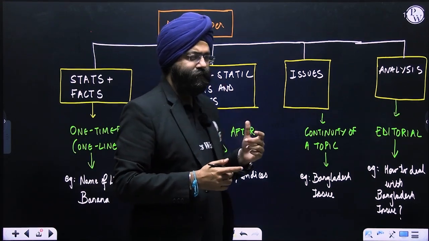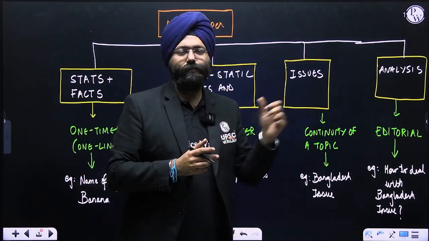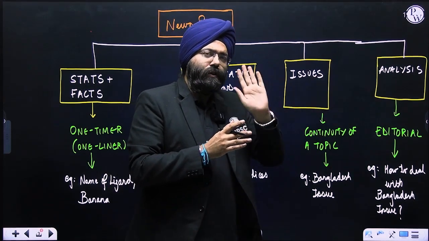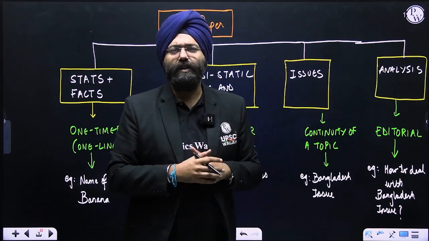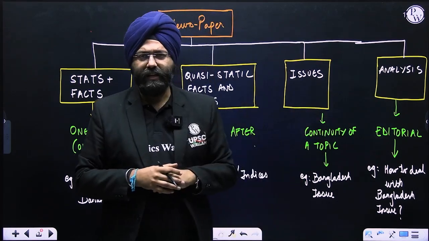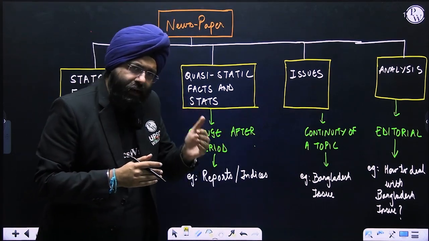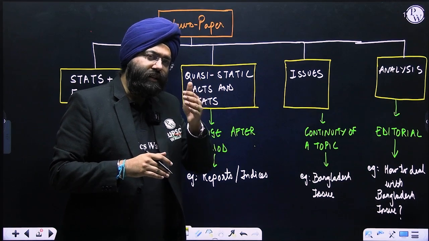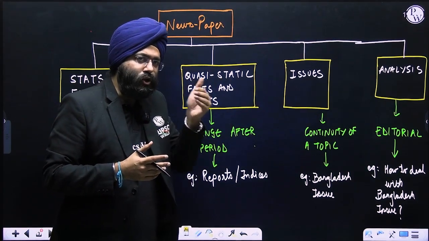Third category of things that are mentioned in the newspaper are issues. Now, the issues are something that continues for, let us say, 4, 5, 6 days, even more for months. Let us assume the Bangladesh crisis is there. Now, the Bangladesh issue or the crisis is not something that will come one day and it will end. No. This will continue over days, over months, and probably years. So this is an issue which will continue.